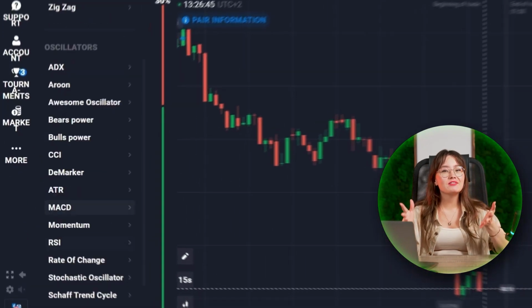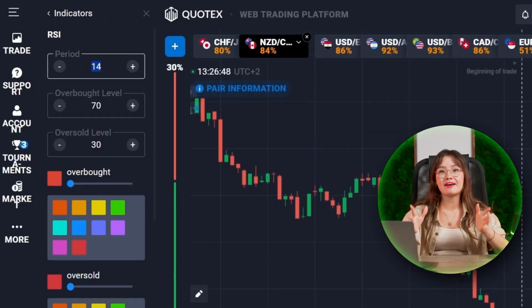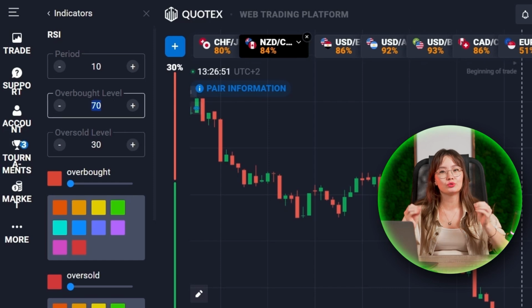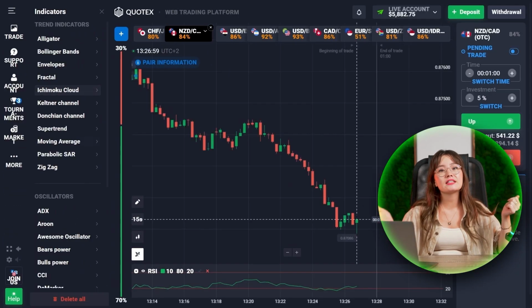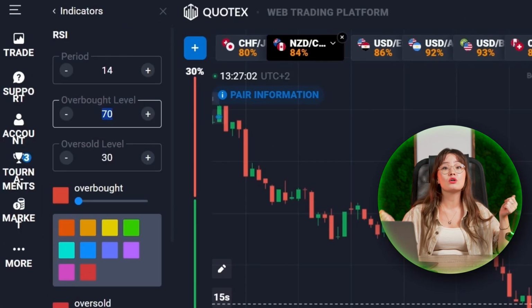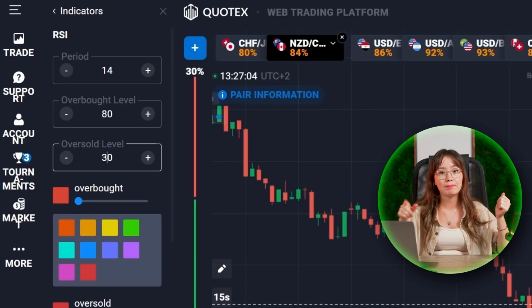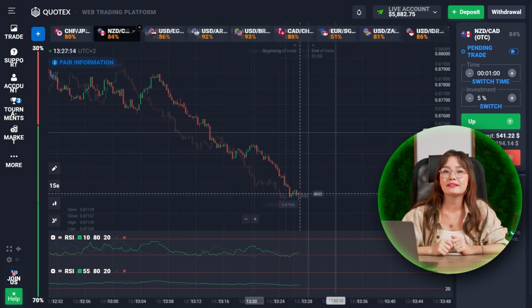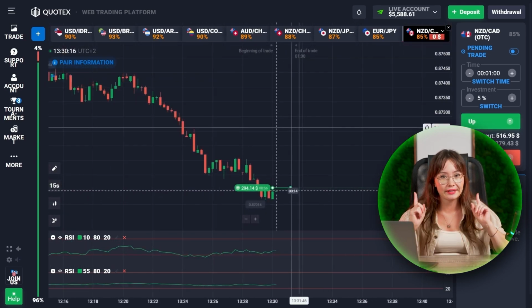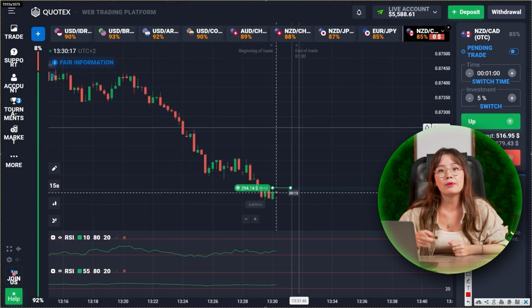To use the advanced strategy, first set the RSI indicator and change its period to 10, with levels at 80 and 20. Then set up a second RSI with levels also at 80 and 20, but with a period of 55. Now let's look at the signals we will catch on the chart. Here I entered a buy trade, because both indicators gave a signal.